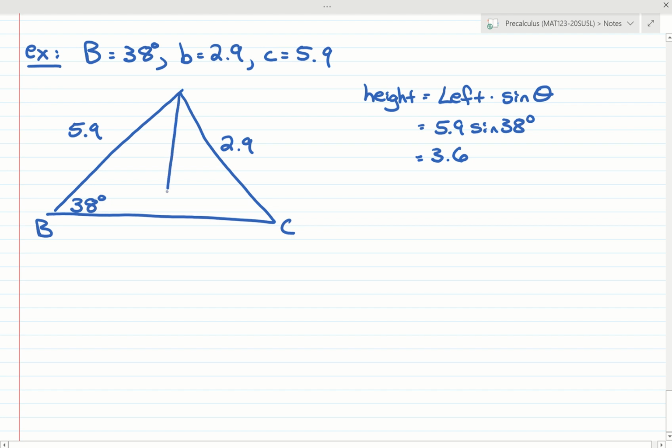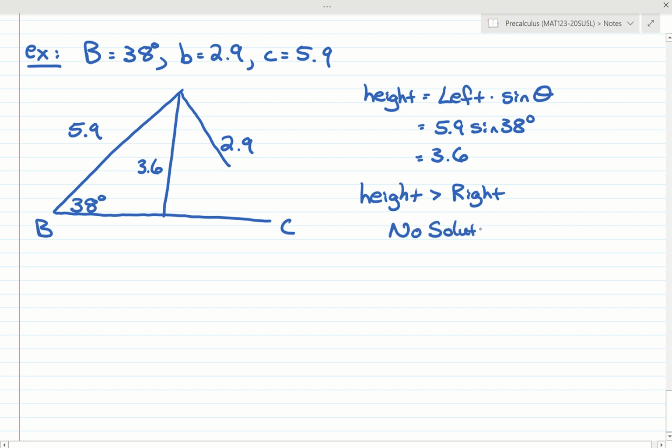So look at the picture that we have here. If the height is 3.6, well, 2.9 is smaller than that. So if we did draw this to scale, 2.9 would look like that. It's never going to touch. And because the height is bigger than the right side, there's no solution. There's nothing else we could do here.